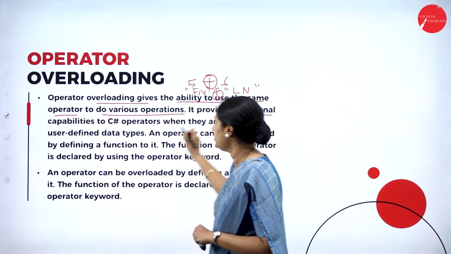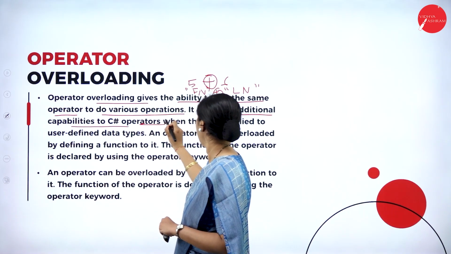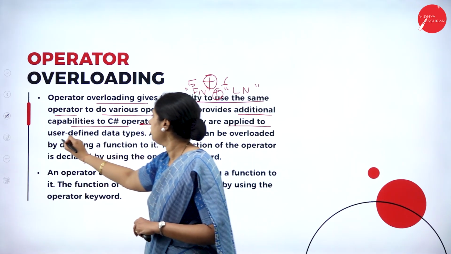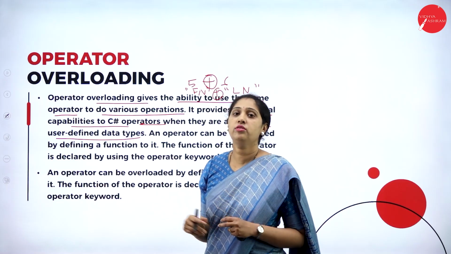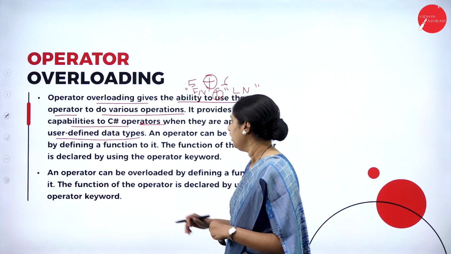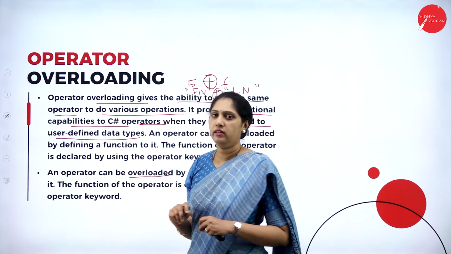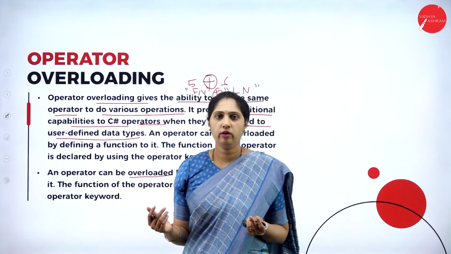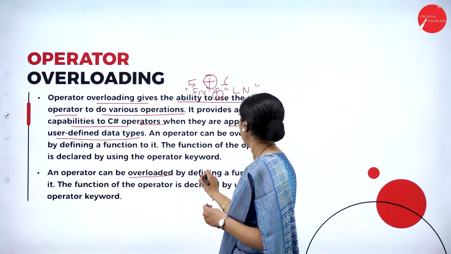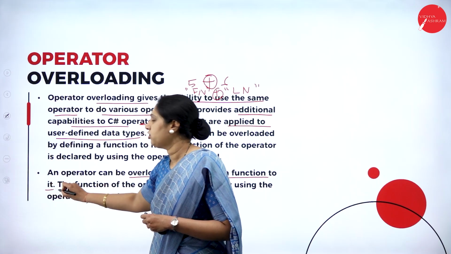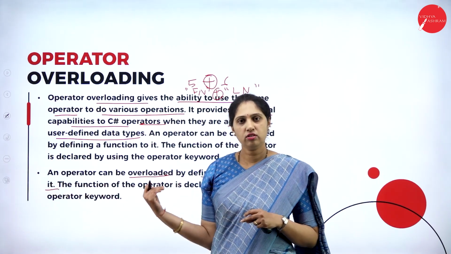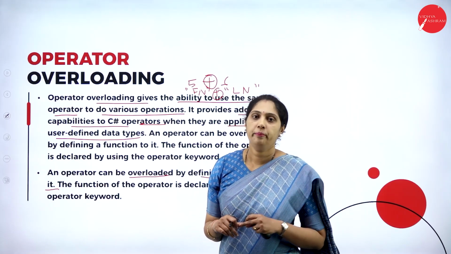It provides additional capabilities to C# operators when they are applied to a user-defined data type. We are going to define the data type, so we say user-defined data type. So the operator should be overloaded. If you just use a plus b, it is not overloaded. Again the plus is used, then it is overloaded. How to do it? By defining a function. If you want to overload a method, you will define a function. Here also we define a function, but with operator.